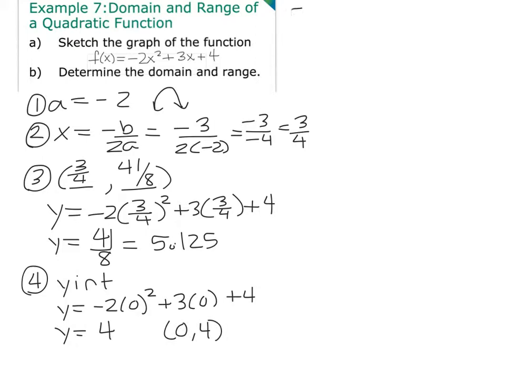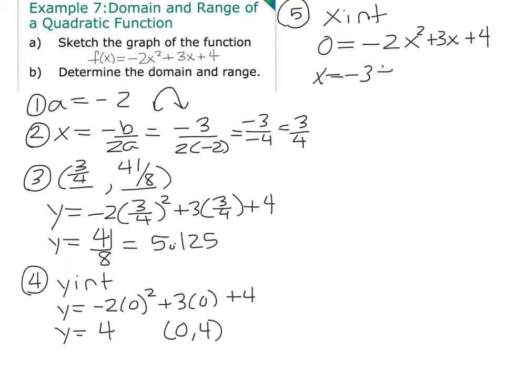Last, I would find your x-intercept. Your x-intercept is going to be when your y value is equal to 0. So you can solve the quadratic equation, negative 2x squared plus 3x plus 4. I don't think this is factorable, so you probably will end up having to do the quadratic formula. So x equals negative b plus or minus the square root of b squared minus 4ac all over 2a.